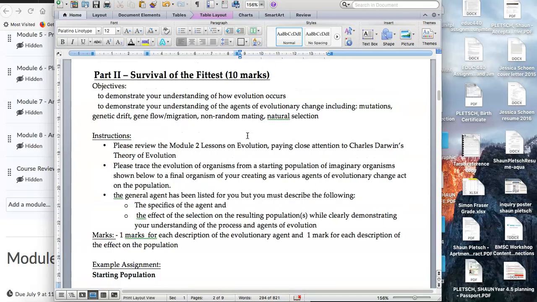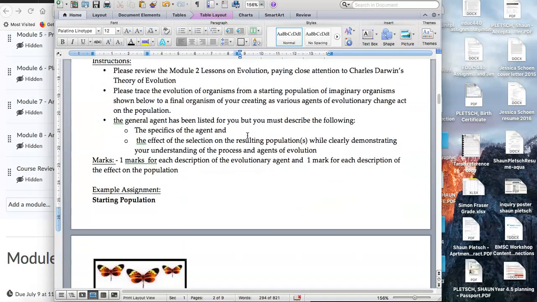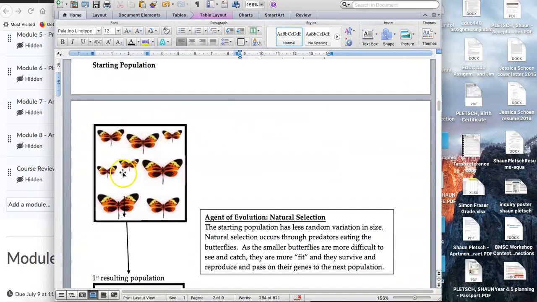But let's look at an example of what this whole part is asking you, because it is out of 10. Basically, they're giving you a starting population. So here I have my starting population of butterflies. And then it's going to say, after this population is established, there's an agent of evolution, natural selection. So in order for you to get the full marks, I want you to just say, what is natural selection? What does natural selection look like in this population? And how will that affect your population? So what will that change?